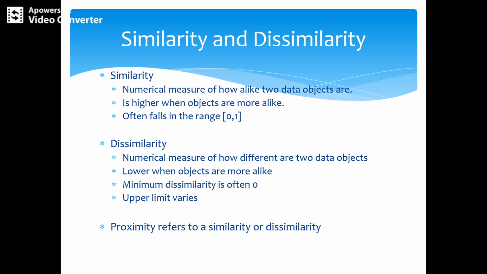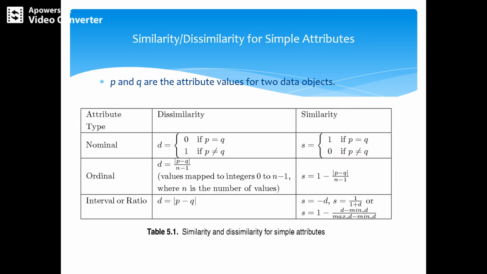Dissimilarity is lower when objects are more alike, and the minimum dissimilarity is often 0, while the upper limit varies. Together, for convenience, we use the term proximity to refer to either similarity or dissimilarity. So, proximity between two data objects. We first describe the proximity between objects having only one simple attribute, and then consider proximity measures for objects with multiple attributes.